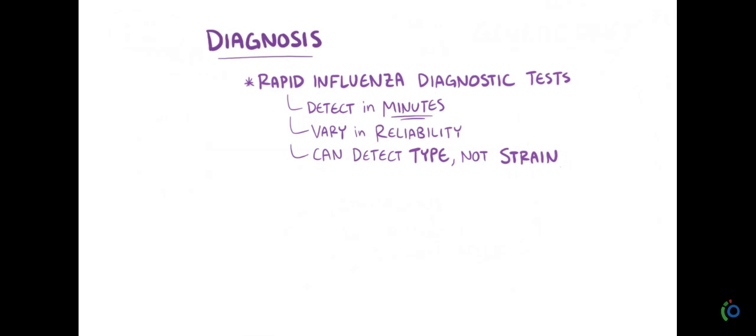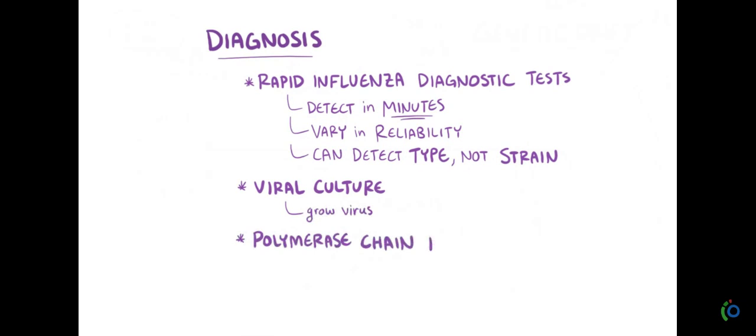There are two more accurate and reliable ways to identify influenza. The first is a viral culture, which involves growing the virus and identifying it. And the second is to use polymerase chain reaction to detect even a tiny amount of viral RNA.